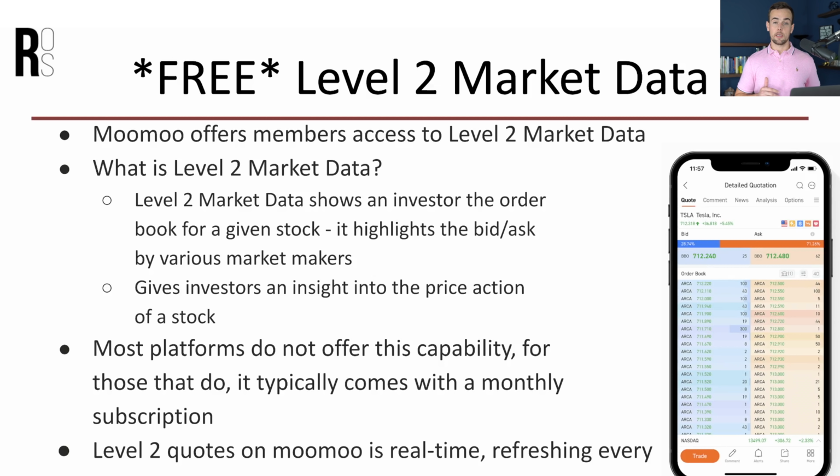So typically speaking, if you go on a basic platform or app and you're looking at the actual stock, you're going to be given one bid price and one ask price, which is pretty much a combination of all of the current individual orders for individuals looking to buy and sell shares. Well, what level 2 market data does for you is it breaks that out into the individual order book, showing you exactly how many shares are looking to be traded and at what specific prices.